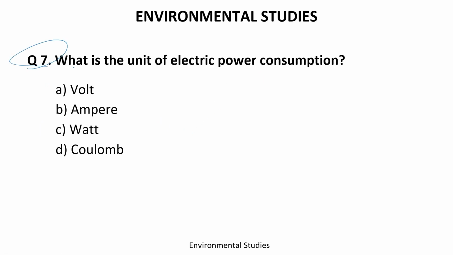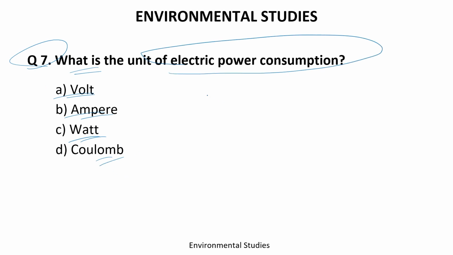Volt, ampere, watt, coulomb. Now most of you will think that this is a general science question. Why am I asking you in environmental studies? Remember the one thing I had told you. Environmental studies basically deals with the surroundings, and in the surroundings we have various phenomena related with general science. So there is no sharp distinction between environmental studies and general science. Please keep these things clear in your mind. So 20 seconds you have to think and answer.